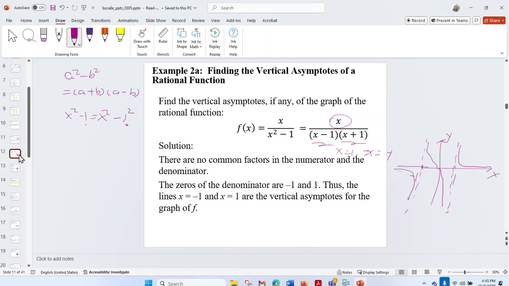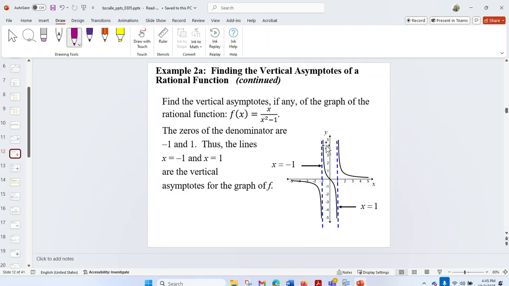Yeah, so these are the vertical asymptotes, x equal to -1 and x equal to 1. A vertical asymptote is a line, so you must write it down as an equation. You cannot just answer 1 or -1. You have to write it down as an equation: x equal to 1, x equal to -1. Okay, that's the asymptote because it's a straight line.